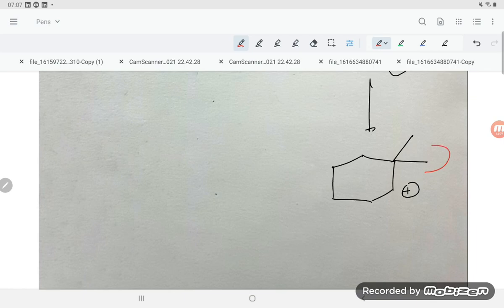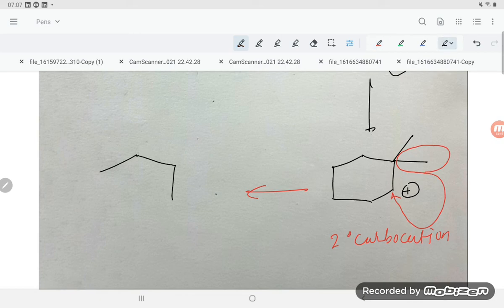Methyl shift. This methyl group is going to shift here. This is the 2-degree carbocation, and now a 3-degree carbocation will form. How will the 3-degree carbocation form? You can see here. This is the positive charge now, and here is the methyl group. No need to write the methyl group, simply you can understand. Okay, this is the methyl group.